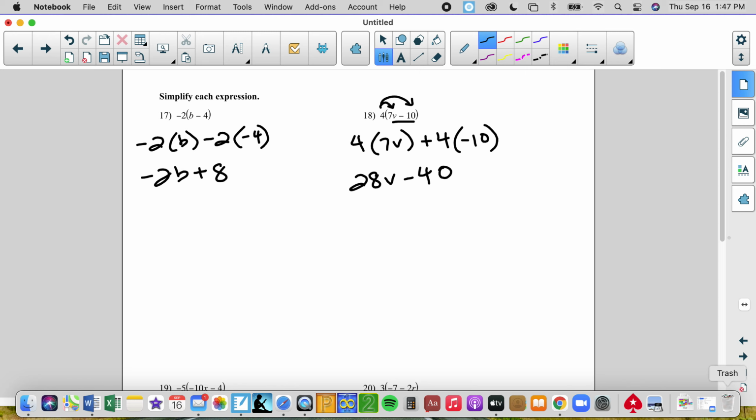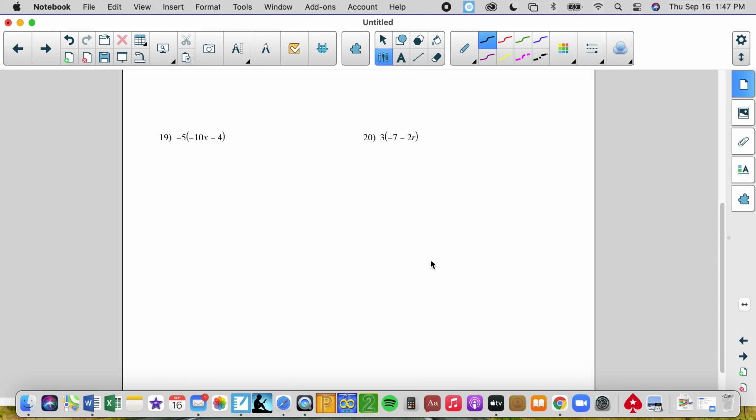And the last 2 problems: negative 5 times negative 10x minus 5 times negative 4. We get 50x plus 20. A lot of you got that right. And this one was somewhat tricky. It is remembering if you remembered about standard form.